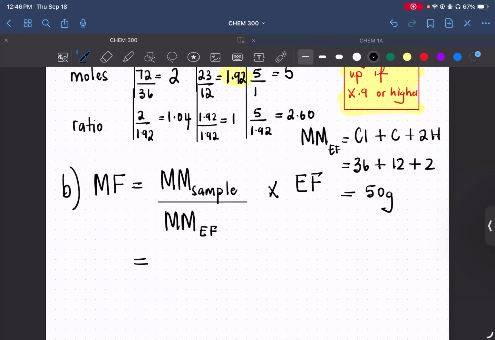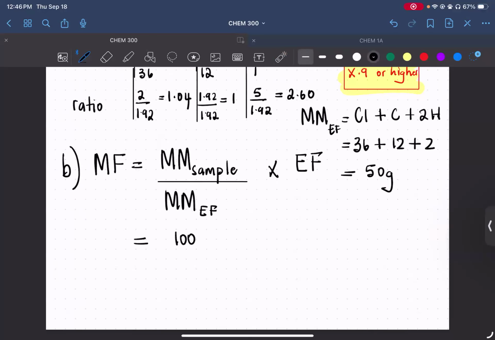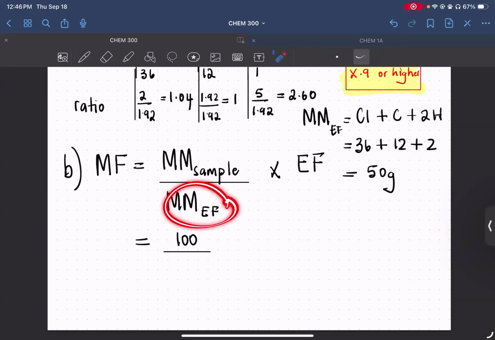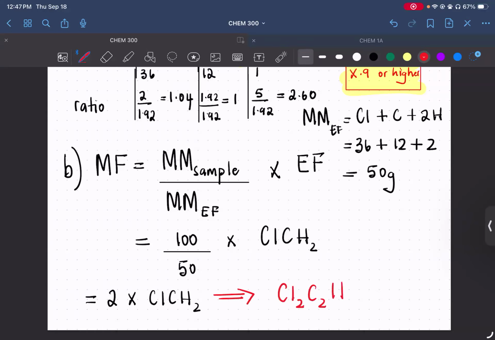We can then plug this into our equation. The molar mass of the sample that was told to us in the question, that's 100. The molar mass of the empirical formula, we just calculated that. That's 50. And then the empirical formula itself is ClCH2. Shouldn't need a calculator for this. 100 divided by 50 is 2. So it's 2 times ClCH2. That's what tells us our final answer is going to be Cl2, C2, H4.